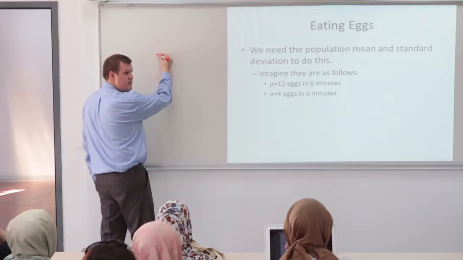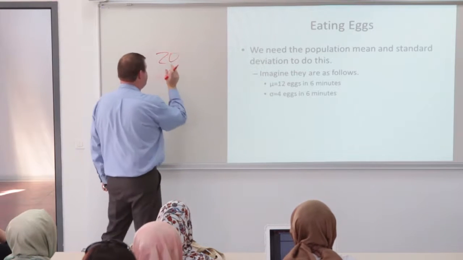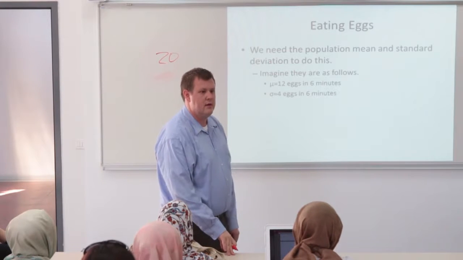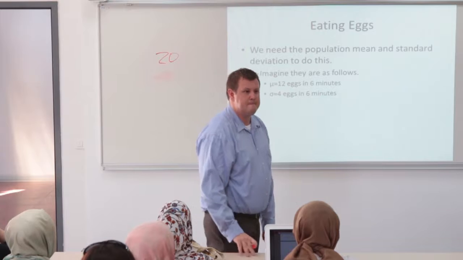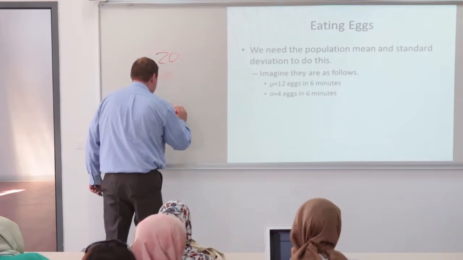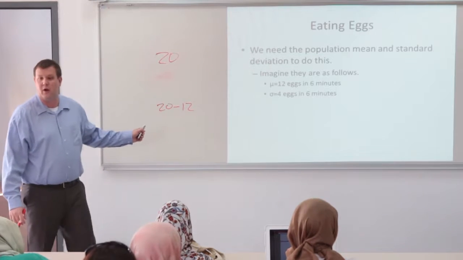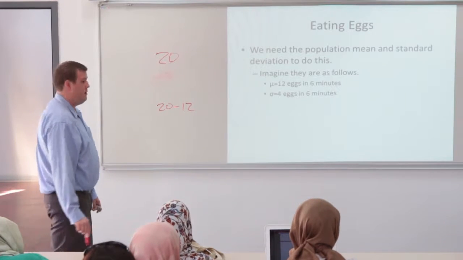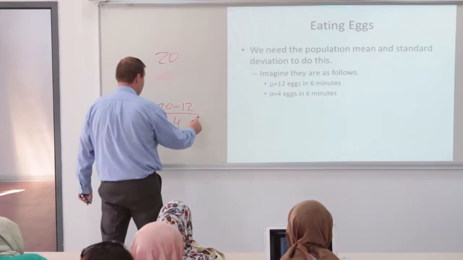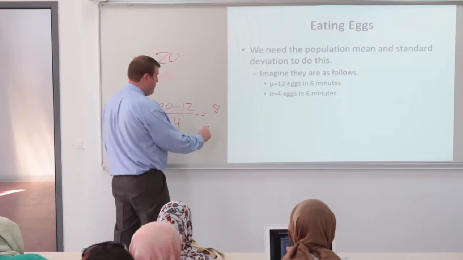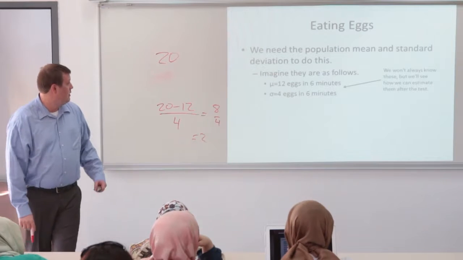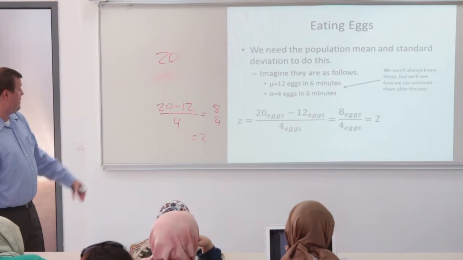Said 20, right? So this person can eat 20 eggs. So what's the z-score for that? 20 minus 12, this is the deviation score, right? And 4. And then over 4. So 20 minus 12, that equals 8 over 4. This equals 2, right? So boom, there we have it.